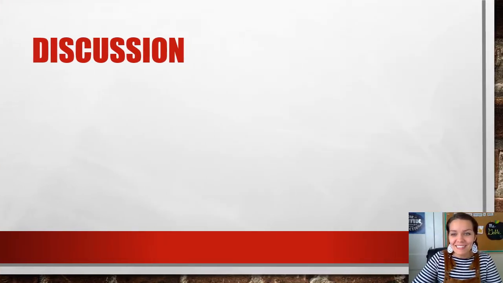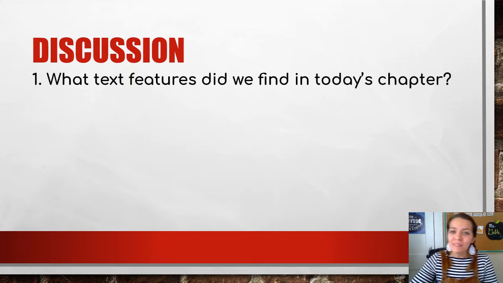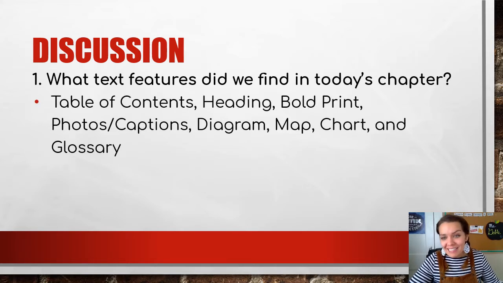All right, we are back from Rattenborough. So what text features did we find in today's chapter? You might have noticed them as Rattenborough was reading. There was a table of contents in our book, some headings, bold print, photos with captions, diagrams. There weren't maps, but there were charts, and there was a glossary as well.